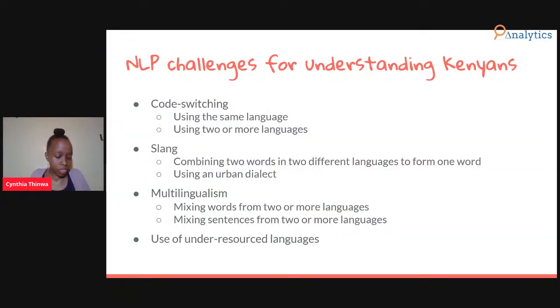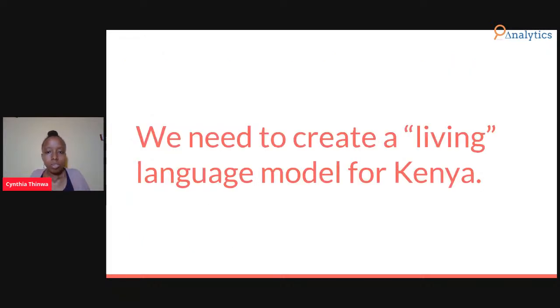So to summarize, you'll find that there are 4 key challenges for understanding Kenyans. The first is code switching. The second is use of slang. The third is multilingualism. And the fourth is use of under-resourced languages. So because of this, we need to create a living language model for Kenya.